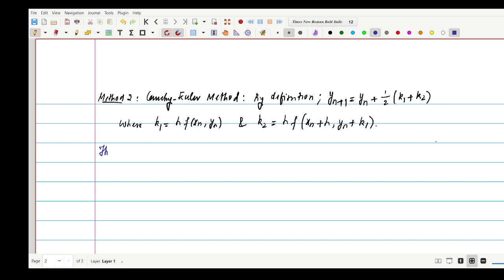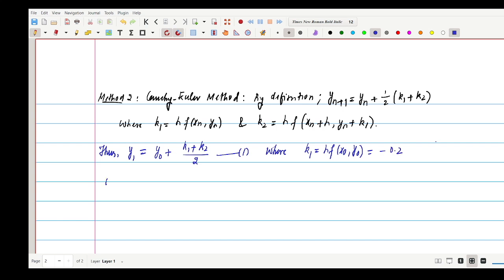So the first iteration y1 will be obtained from the general formula by putting n equal to 0. So we get y1 is equal to y0 plus k1 plus k2 divided by 2. Let's call this equation number 1 again, where k1 is equal to h f of x0 y0. Since this has the same definition as in Euler's method, it will have the same value, minus 0.2.